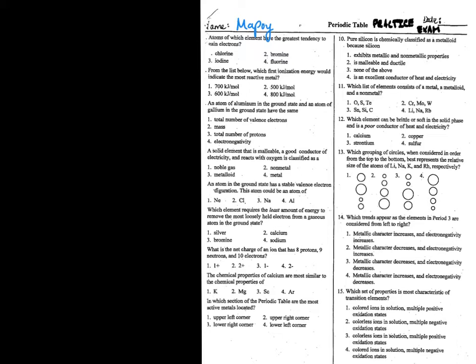Alright, so let's start with number 1. Atoms of which element have the greatest tendency to gain electrons? So let's underline this keyword here, greatest tendency. Greatest tendency to gain electrons, we're thinking about electronegativity. For number 1, you need to think about electronegativity because it's all about the strength of attraction for electrons. So you should know that fluorine has the highest of 4.0.